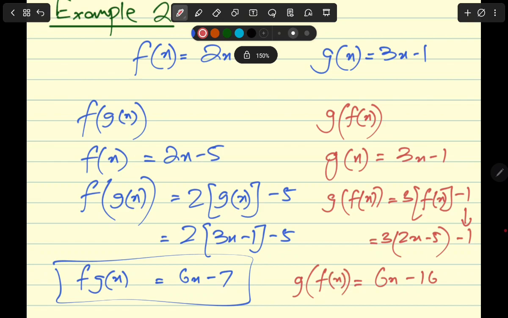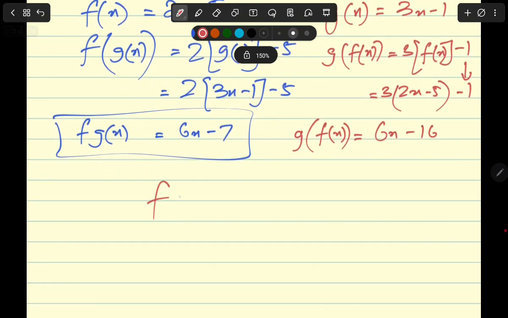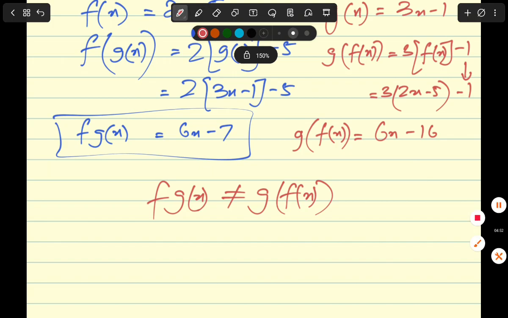Now you can clearly see that for these functions, f of g of x is not at all equal to g of f of x, and do not make this mistake. A lot of students do this, and Cambridge has been repeating this in all their examiner reports almost every year.